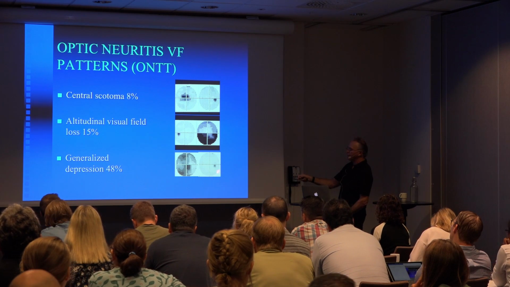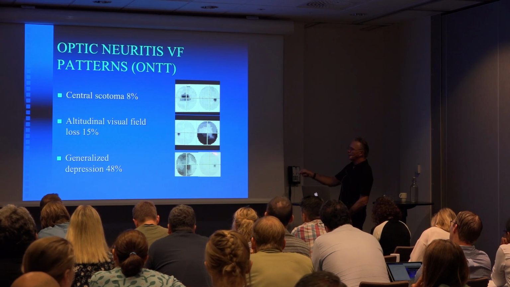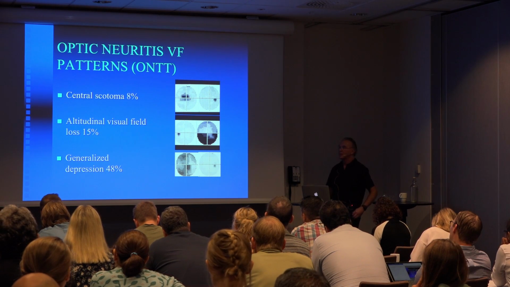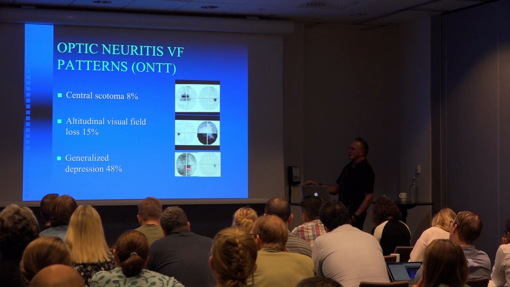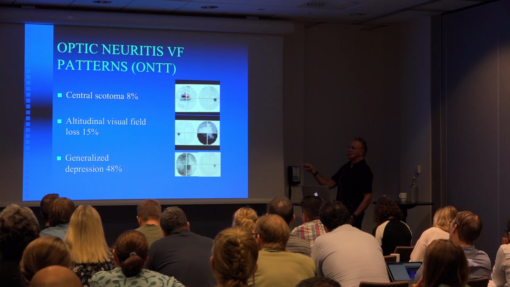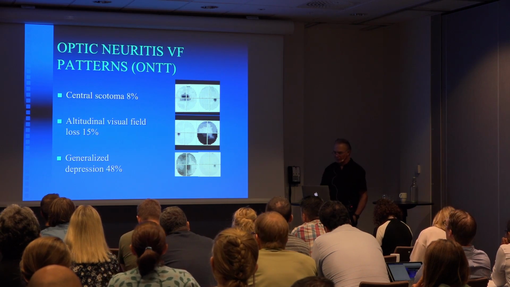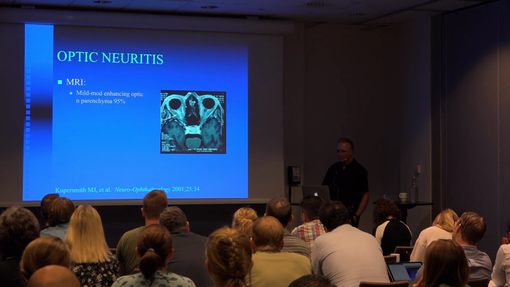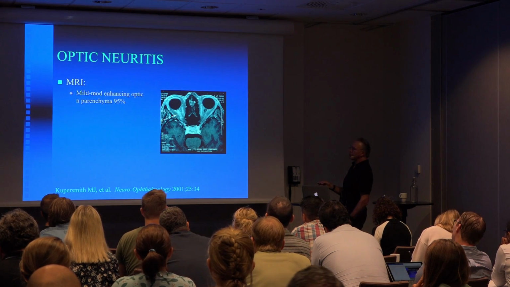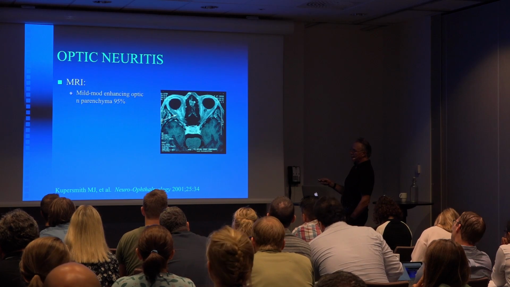If you looked at the rest of the field outside of this on Goldmann perimetry, that was relatively spared. But a larger depression of visual field is more common than this thing, which you might intuitively think about for optic neuritis. And as I showed you earlier, this is the classic pattern for this type of optic neuritis.